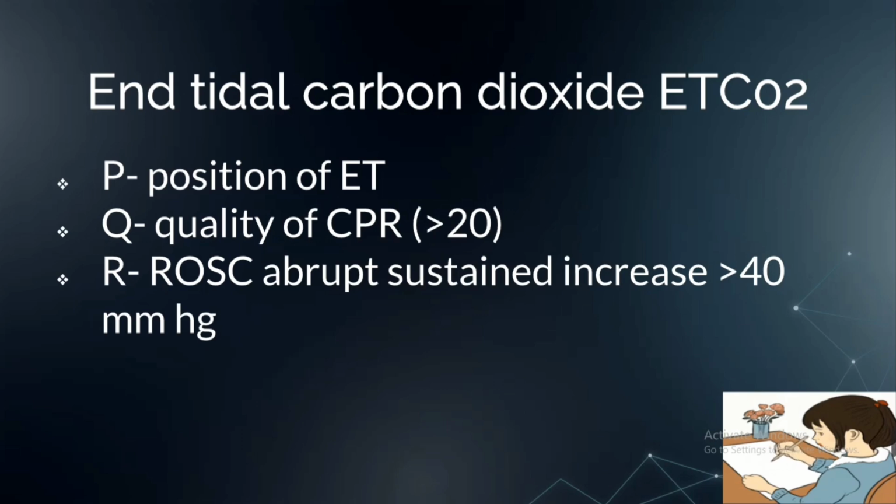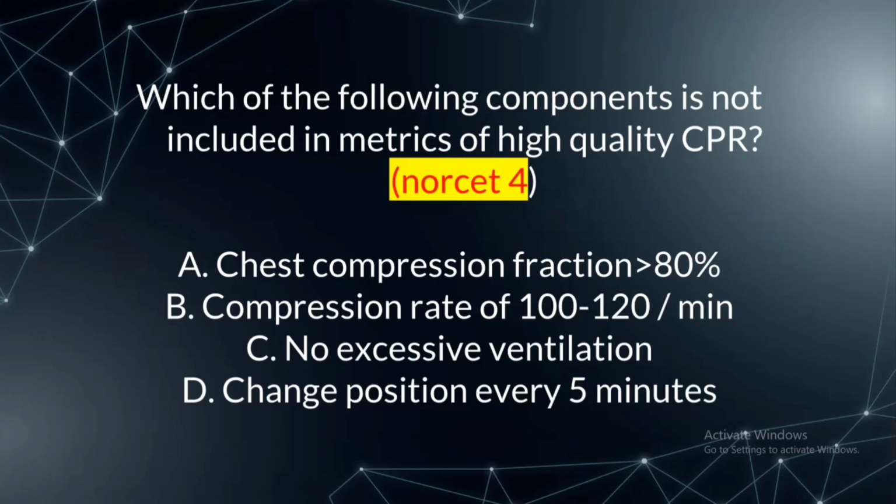Moving on, a few of the probable questions we'll now be discussing. First is, which of the following components is not included in the metrics of high quality CPR? This was asked in Norcet 4. A, chest compression fraction greater than 80%. B, compression rate of 100 to 120 per minute. C, no excessive ventilation. And D, change position every 5 minutes. The answer is change position every 5 minutes.